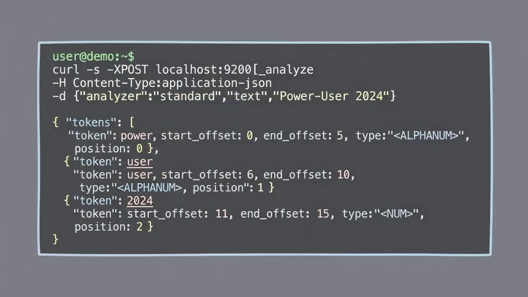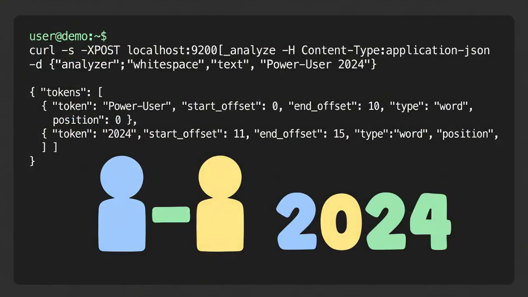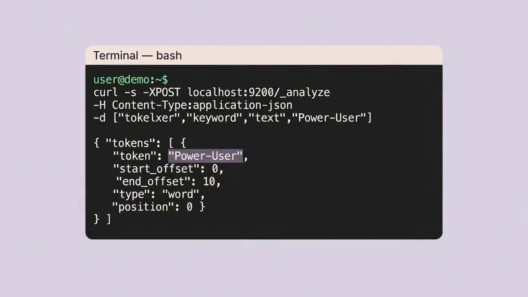Now we send a short string, power-user 2024, into the standard analyzer to establish a baseline. The standard tokenizer splits on word boundaries and lowercases everything, so we get 3 separate tokens. Switching to the Whitespace analyzer changes one thing. It splits only on whitespace, never on punctuation. The hyphen stays glued to power and user, but we still get 2 tokens because of the space between the words and the digits. Finally, the keyword tokenizer.